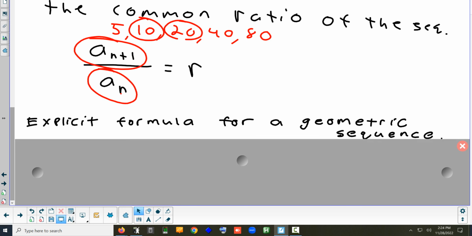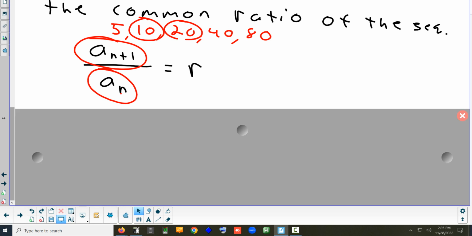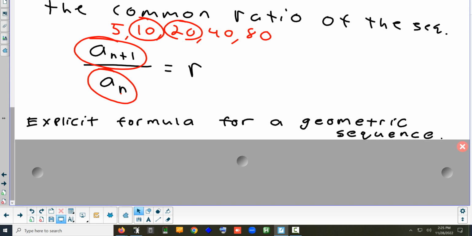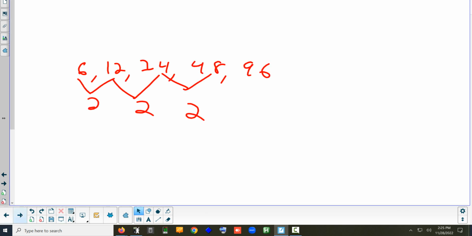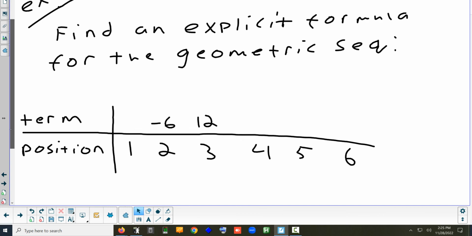Now, there is an explicit formula to figure out a geometric sequence, and that's going to be the last one. Let's look at the example first and see how hard it is to figure out just by looking at it and trying to guess. And then I'll show you that. So leave like 1 or 2 more lines to write that down. Let's look at this one.